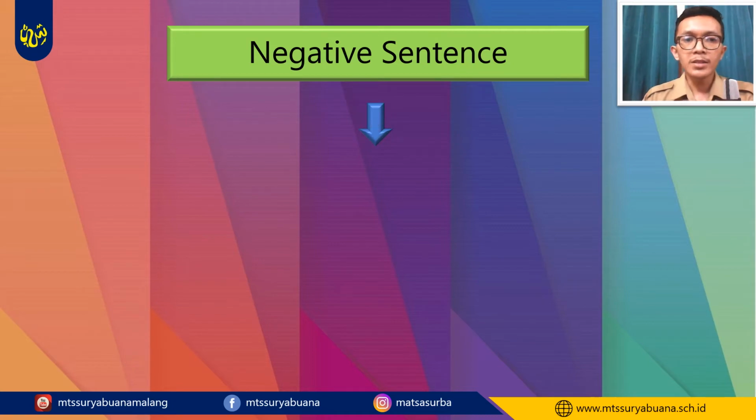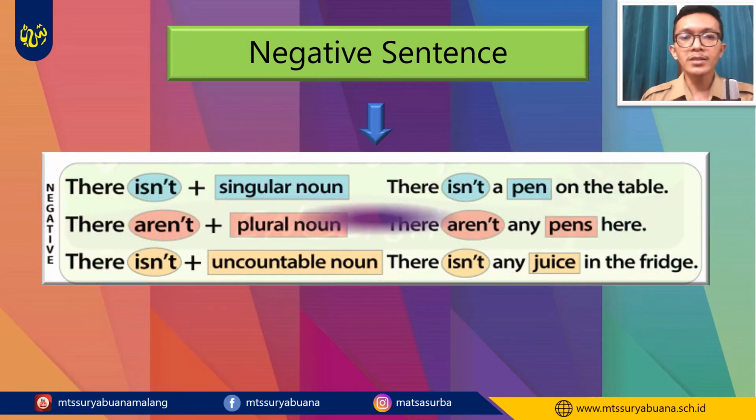Okay, the next explanation is about negative sentences. How to make a negative sentence using there is and there are. Here is the example. The first formula here: there isn't plus singular noun. There isn't a pen on the table. There is not a pen on the table.